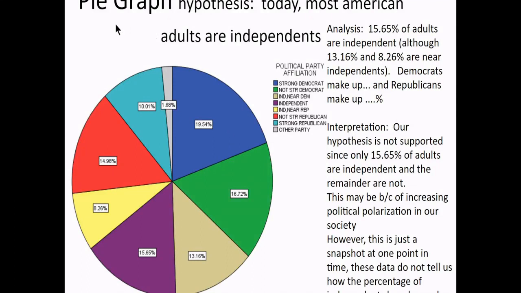And in the chapter, you'll learn how to produce a pie graph. This is for political party affiliation.